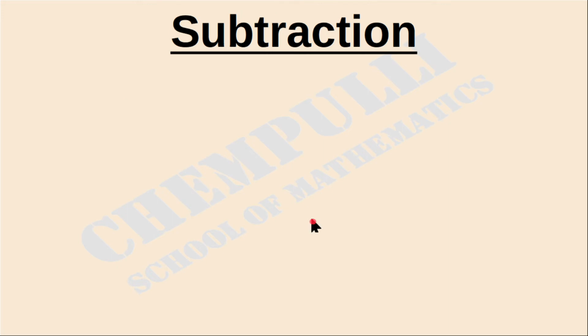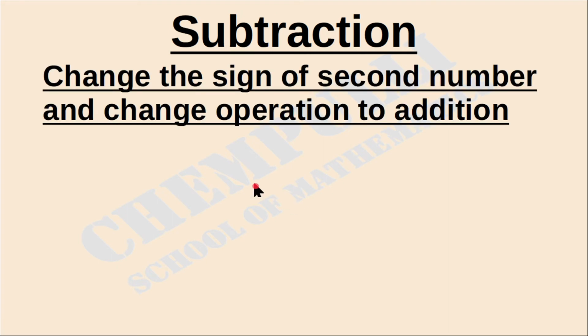Then subtraction. In subtraction case, we are using this rule. Change the sign of the second number and change the operation to addition. First we are changing which one? Change the sign of the second number. Only change the sign of the second number and change the operation into addition. That is, change subtraction to addition.